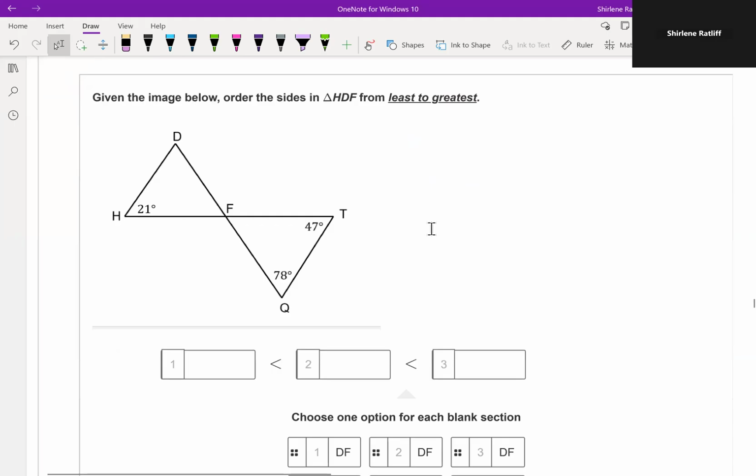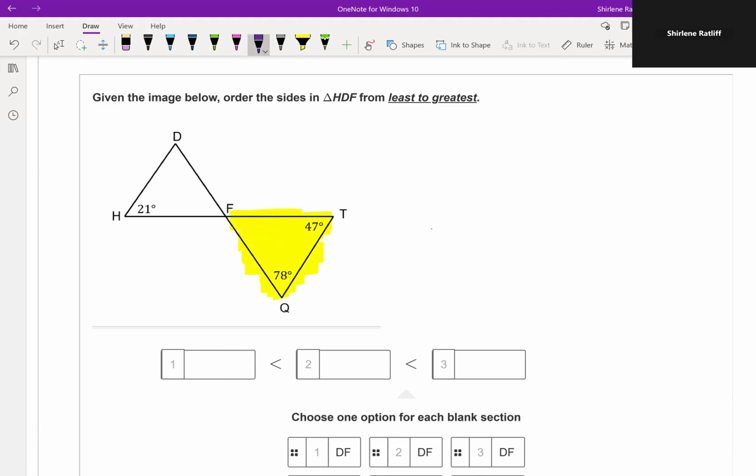Number 16, in the image below, order the sides of triangle HDF from least to greatest. Well, before we can answer that question, we've got to fill in all the angle measures. We've got to fill in angle D, angle DFH, angle TFQ. We've got to fill them all in. So let's start with triangle TFQ because that has more numbers in it than the other.